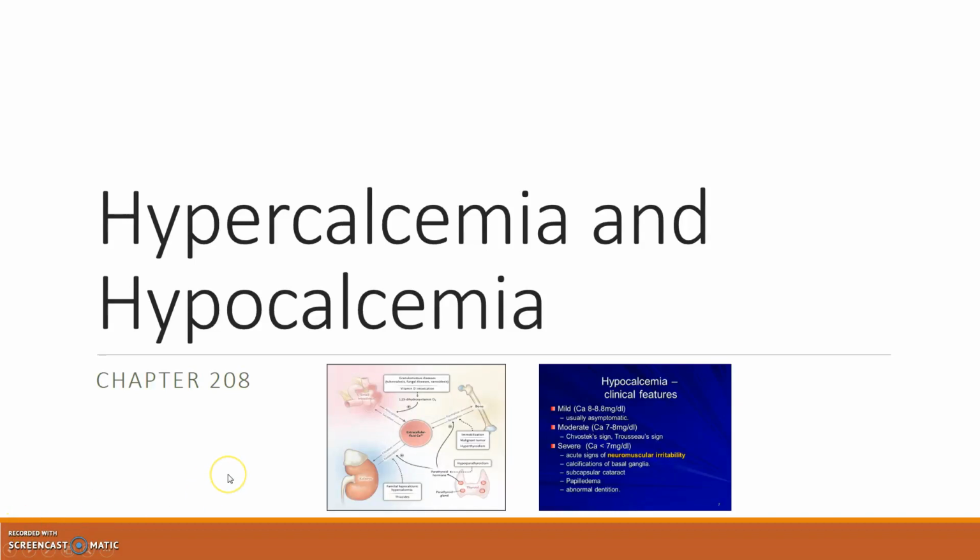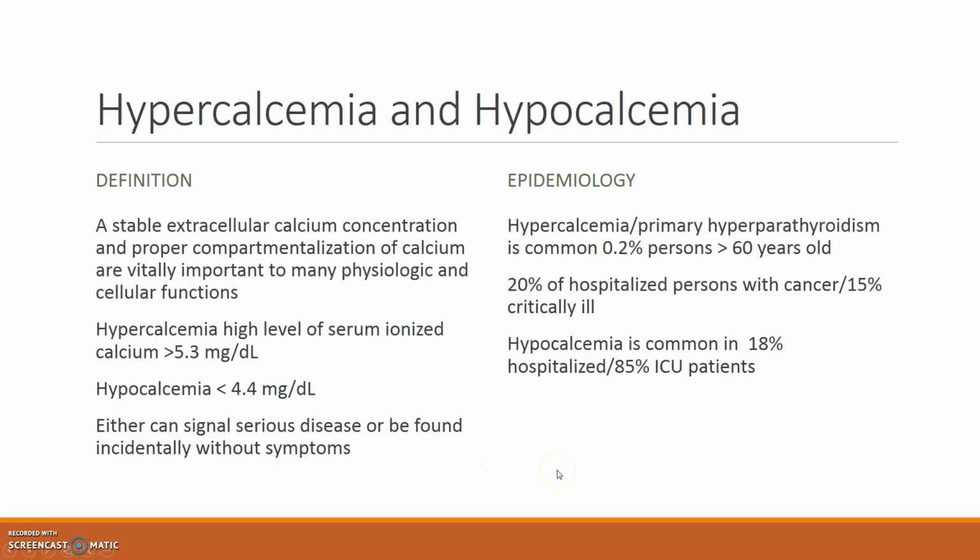This is a brief lecture about hyper and hypocalcemia. A stable extracellular calcium concentration and proper compartmentalization of calcium are really vital to many physiologic and cellular functions. Hypercalcemia is defined as a serum ionized calcium above 5.3, and hypocalcemia is considered at the level of less than 4.4 milligrams per deciliter.